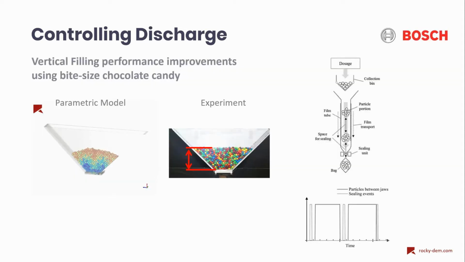And here we have another example of controlling discharge in vertical filling and how the loading and unloading of the material can be optimized to prevent arching at the discharge. And clearly, simulation gives a higher level of insight into parameters that can be modified to reach the desired outcome.